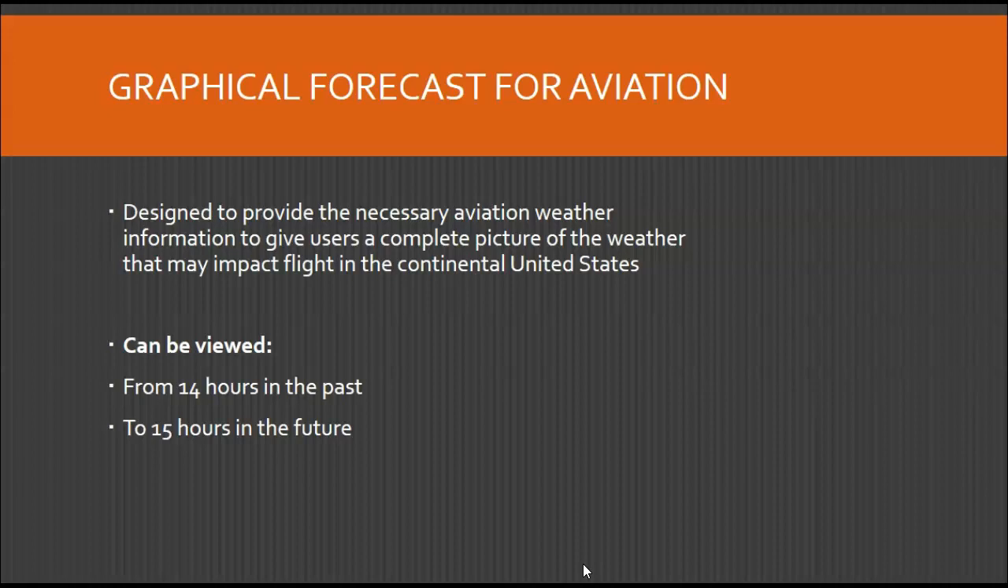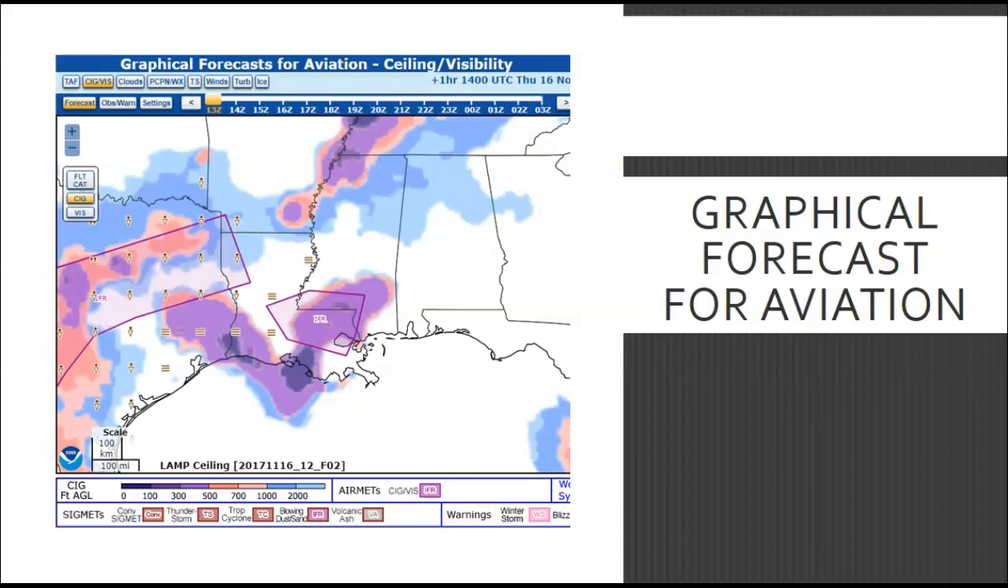The graphical forecast tool for aviation was designed to provide aviation weather to give users a complete picture of how the weather may impact the continental U.S. It can be viewed from 14 hours in the past up to 15 hours in the future. You can also look at ceiling and visibility by clicking CIG/VIS at the top, and you can see that the ceilings and visibility are signified by different colors on the map, and below at the bottom you can see the legend to help you translate these colors.